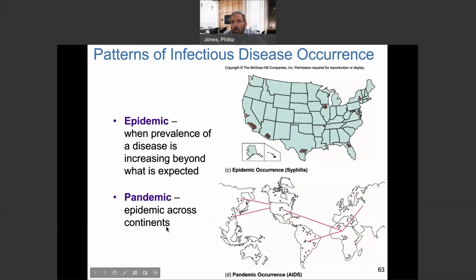Epidemic is when the prevalence of a disease is increasing beyond what's expected. And pandemic, I won't even use that word now.